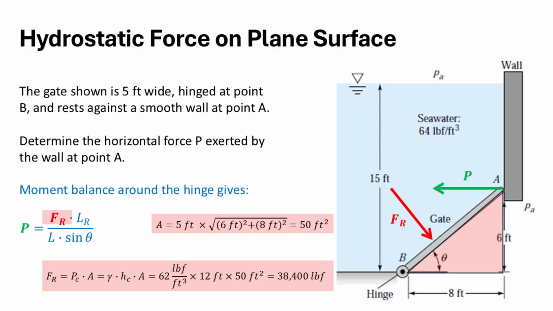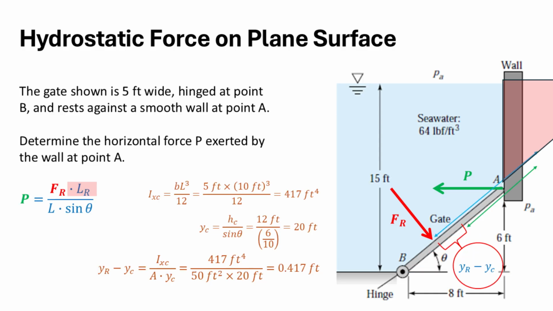Following our previous discussion, the hydrostatic force F sub r can be calculated using the pressure at the centroid of the gate multiplied by the surface area of the gate, and the result is 38,400 pound force.